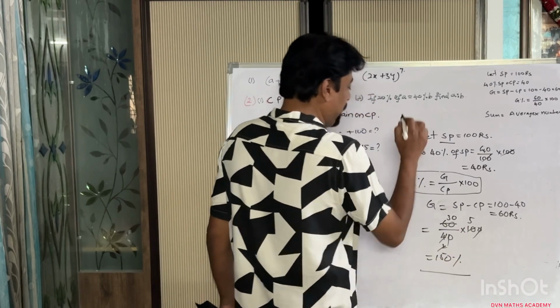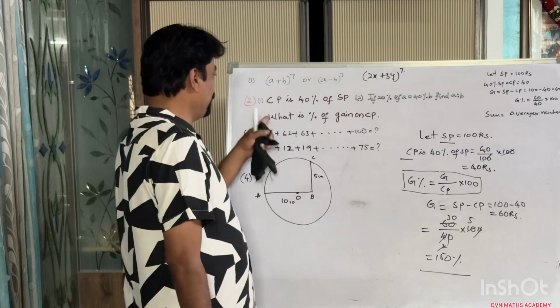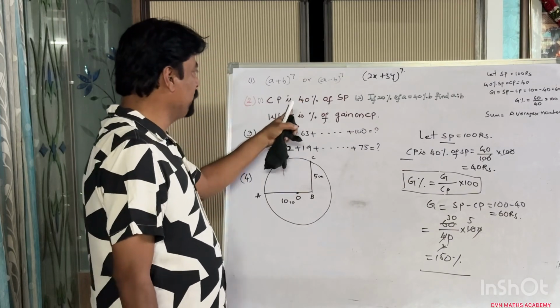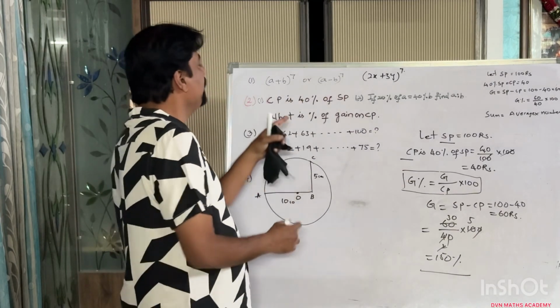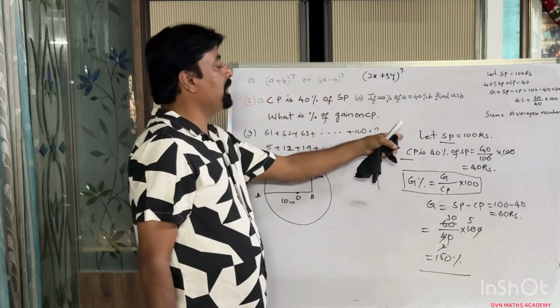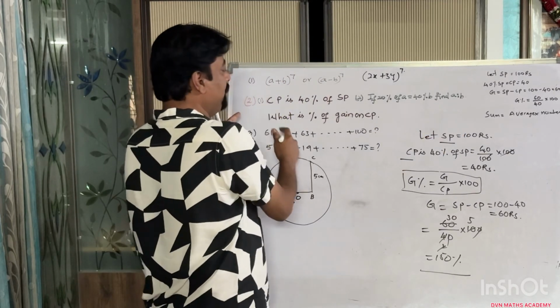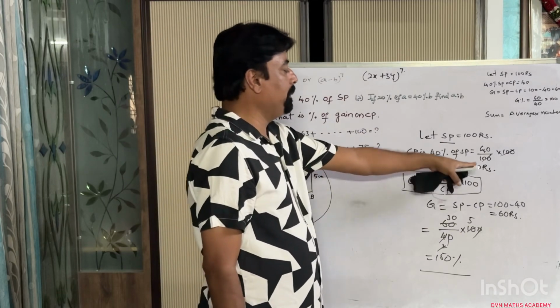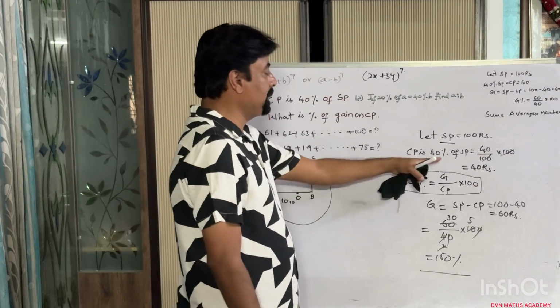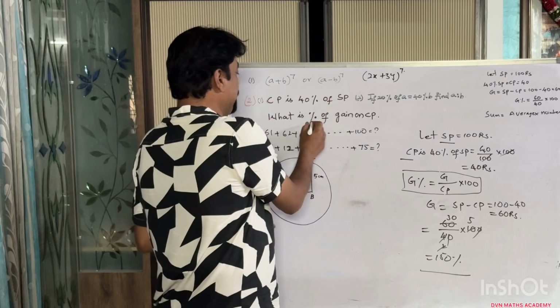Gain percent is 150%. So by seeing this question, we will get some confusion because CP and SP are not given. In this type of questions, you need to assume that SP is 100 rupees. By that you can find the CP. CP is the 40% of SP. By that you can find the value of CP, that is 40 rupees. So he is asking gain percentage.